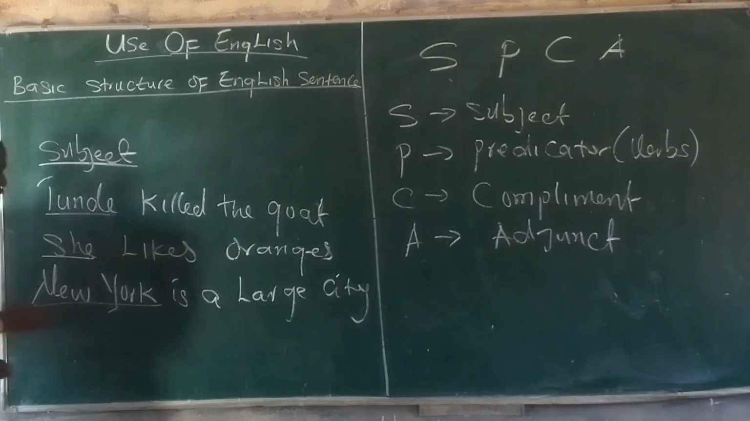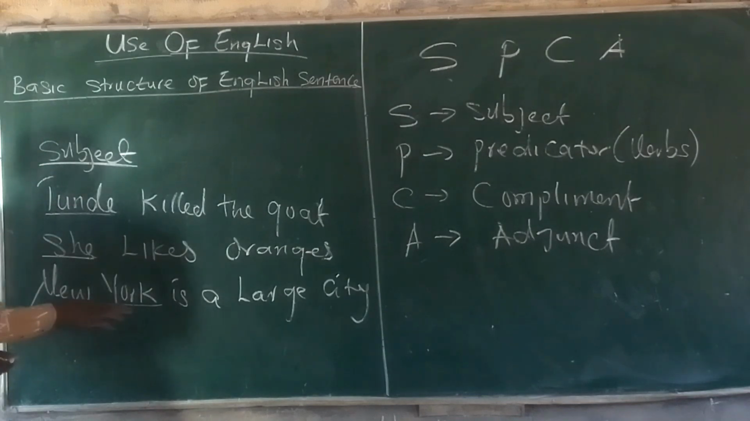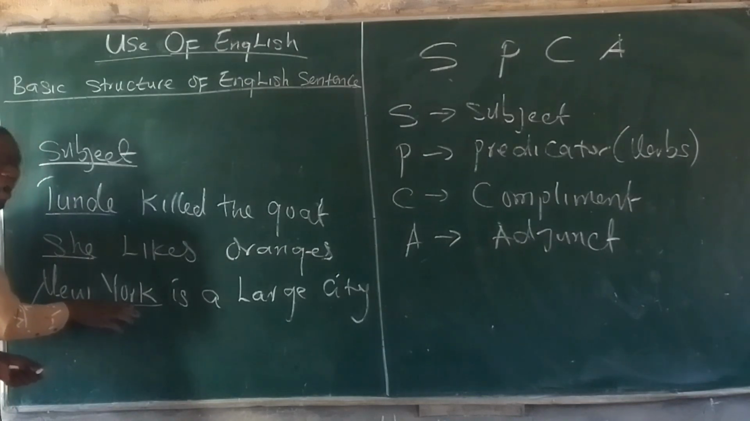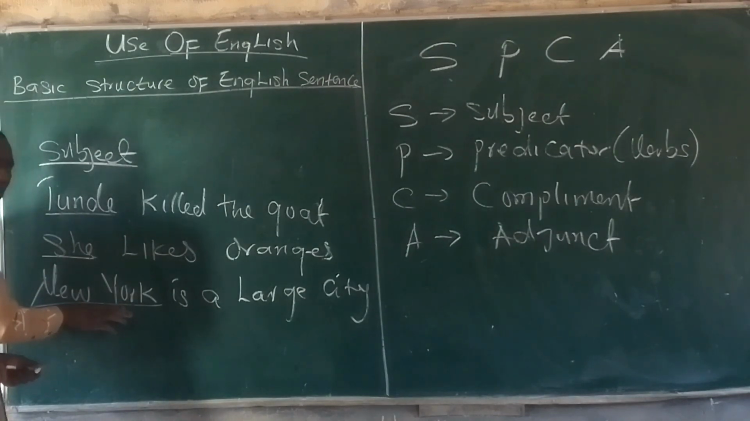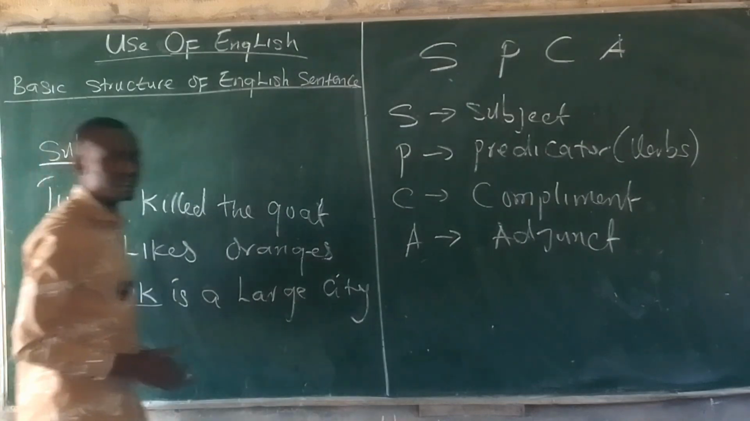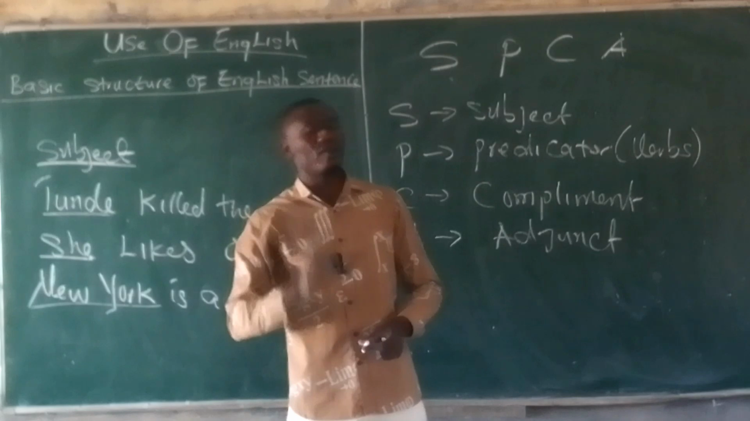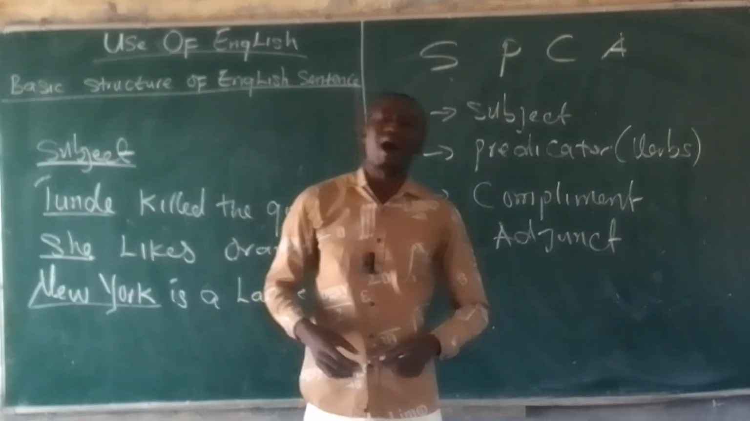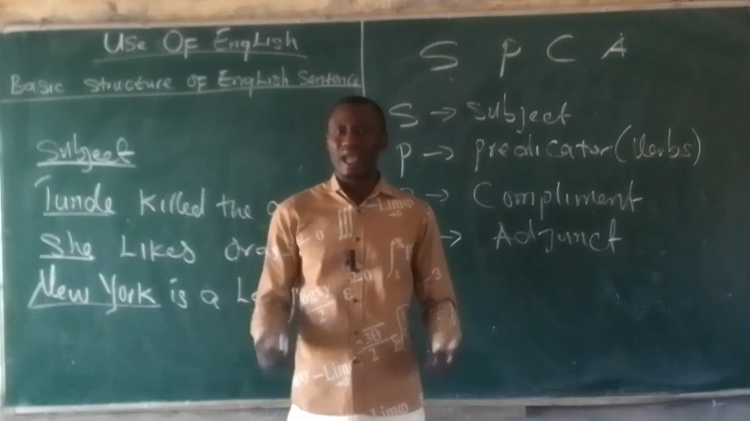Now, New York in this sentence is not performing any action. New York is a noun, a name of a location, a name of a place. But New York is a subject in this sentence. Now you know what a subject is. A subject is the initiator or the performer of the action. Meanwhile, a subject could be a pronoun or could be a noun.